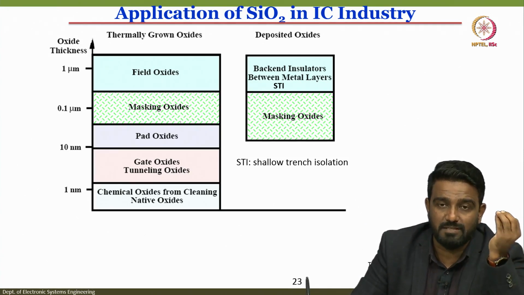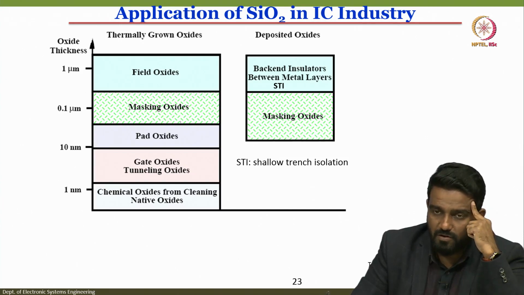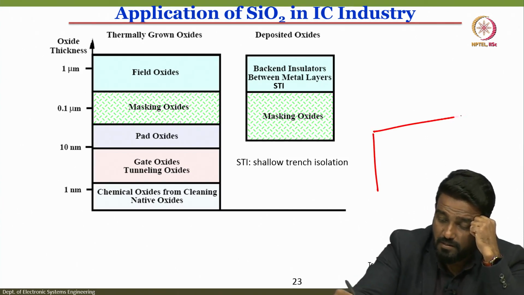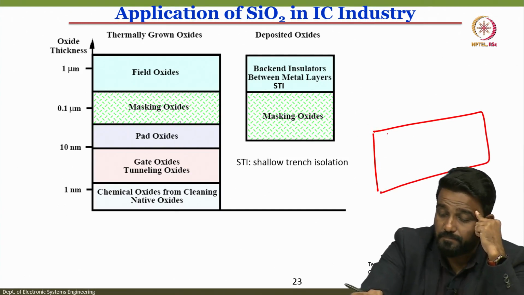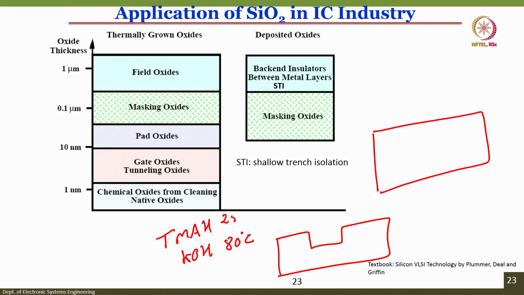What is field oxide and what is masking oxide? Let us understand at least the masking oxide. Take this silicon wafer, and let us say that we need to create a pit in the silicon wafer like this. For etching silicon you can use TMAH, tetramethyl ammonium hydroxide, or potassium hydroxide. This is at 80 degrees centigrade and this is at 25 degrees centigrade, either or. If you dip the silicon wafer in one of the solutions, it will start etching, and the thickness will start reducing, correct?